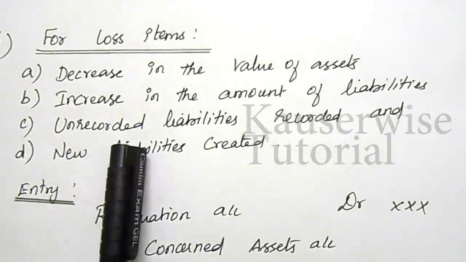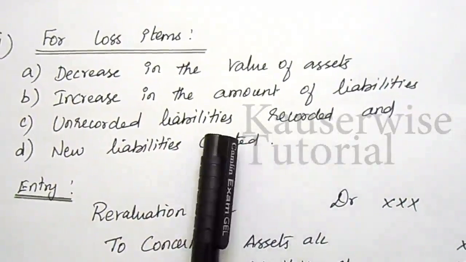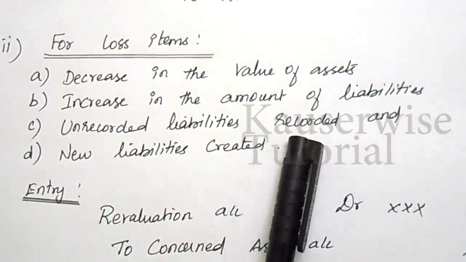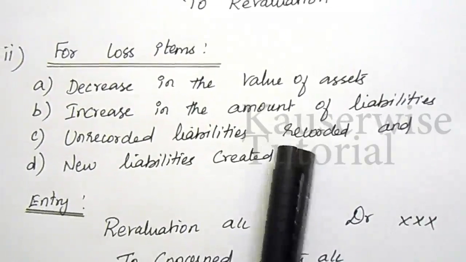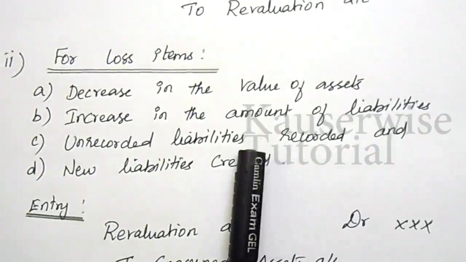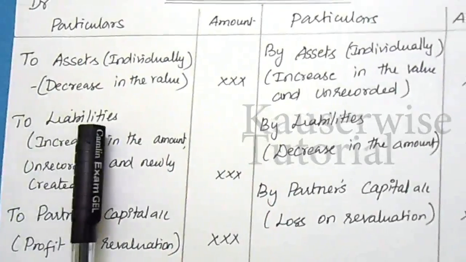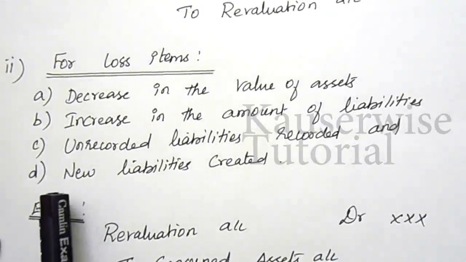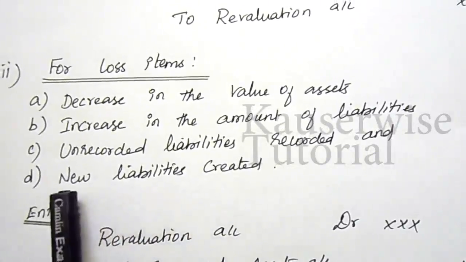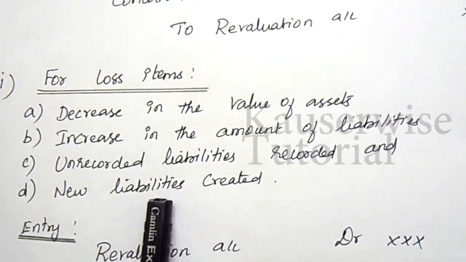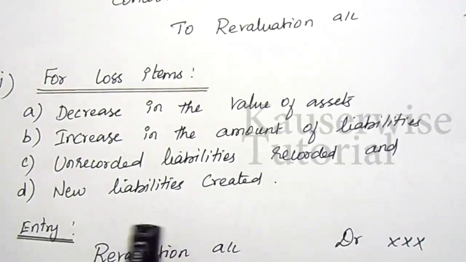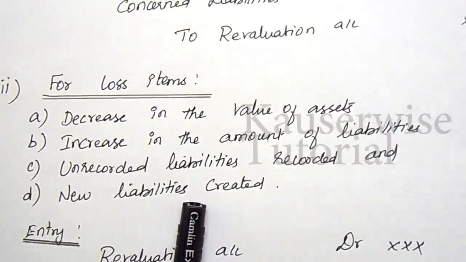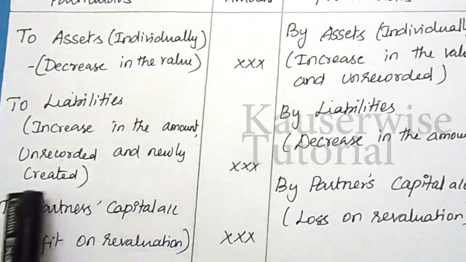Third one, unrecorded liabilities recorded. If there is any liability which is not recorded in the old balance sheet, now they are going to record it. So it is a loss for the partnership firm. This will also be shown under the debit side of the revaluation account: to liabilities, that is unrecorded liability, now they are recording. Then the last one, new liability created. There is no liability in the previous balance sheet, now they have found a new liability, or a new liability is created. That will be recorded under the debit side of the revaluation account: to liability, that is newly created liability.